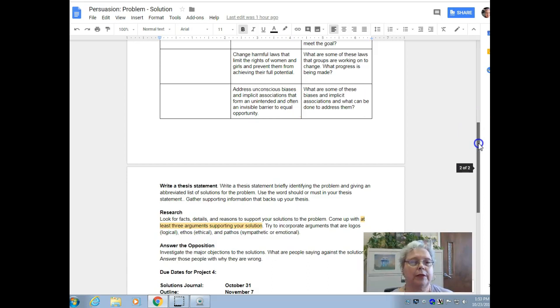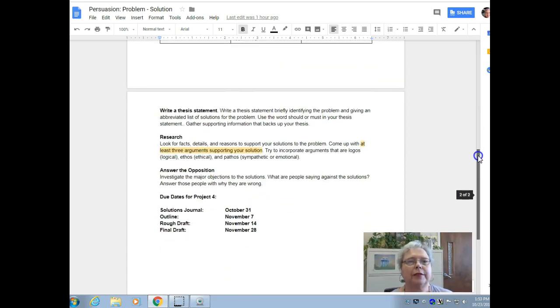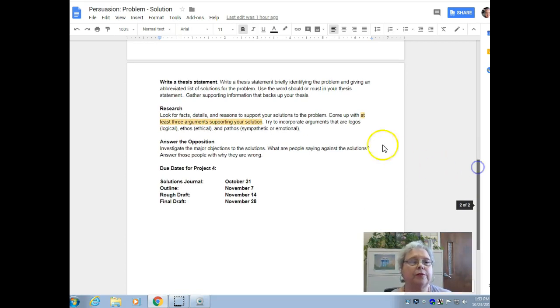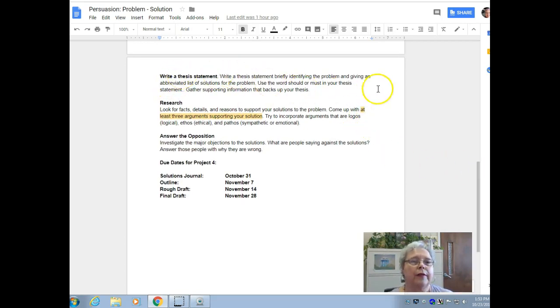Anyway, you're going to explain all this in your essay because you want to convince somebody that they need to do that, that they need to support these solutions. You'll write a thesis statement. When we get ready to start writing the essay, you'll definitely have your thesis statement at the end of your introductory paragraph, and I'll spend some more time talking about the details of writing the essay. Right now we're gathering information, we're researching. So you're looking for facts, details, and reasons to support your solutions to the problem.